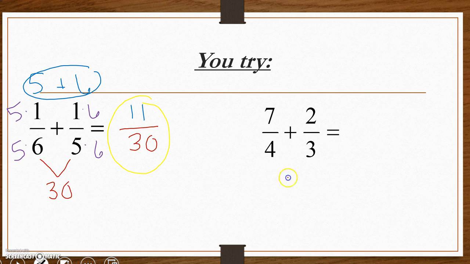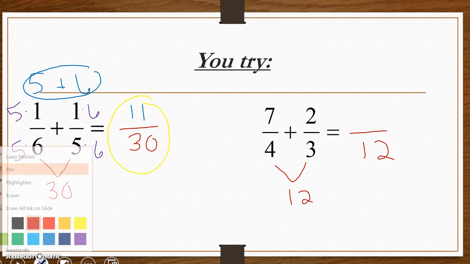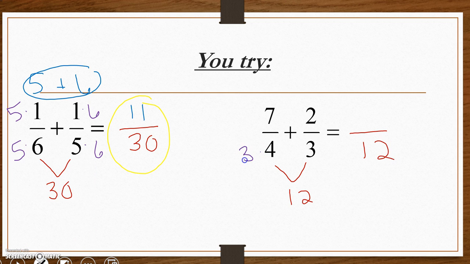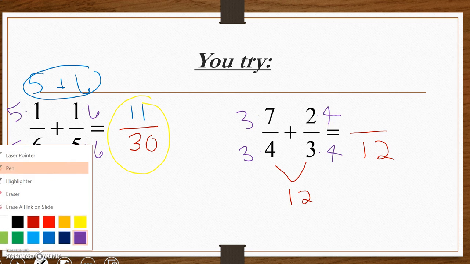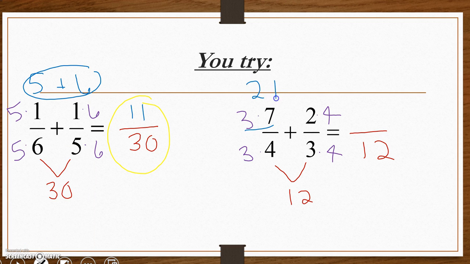For the next one, 4 times 3 is 12. So 12 is our common denominator. I'm going to multiply the first one by the 3 to get 12, the second one by the 4. So 3 times 7 is 21. 2 times 4 is 8. I add those together. I get 29 over 12. And that is my final answer.